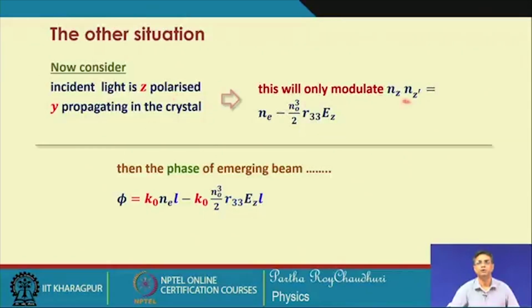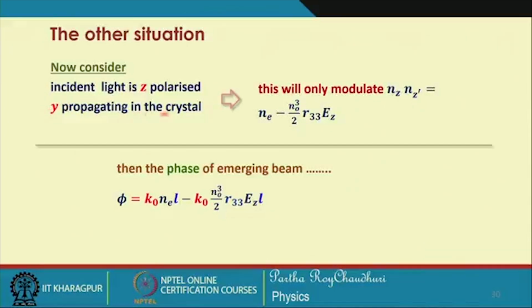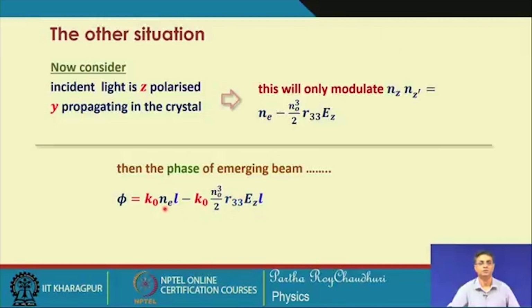This will only modulate n_z if you have z-polarized light propagating along the y direction. This is the refractive index. Then the phase of the emerging beam will be phi equal to this much. So, this is the intrinsic phase because of the propagation over this length L, but this is the phase accumulated because of the external electric field E_z applied across the crystal, and this is going to change the refractive index. So, the modulation will come from here, and this will remain the same.